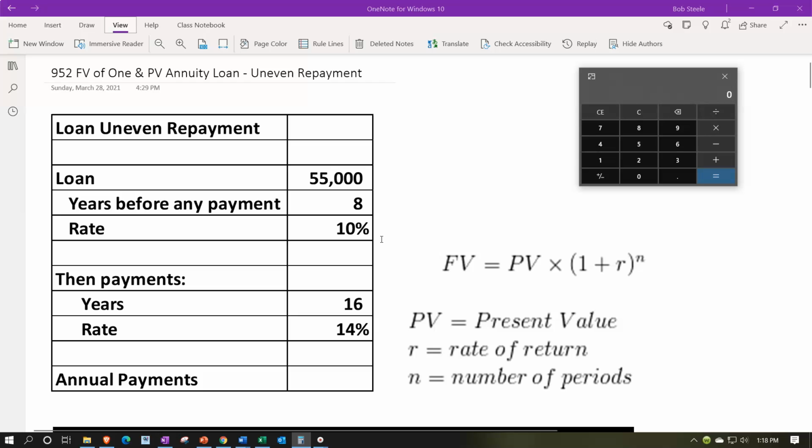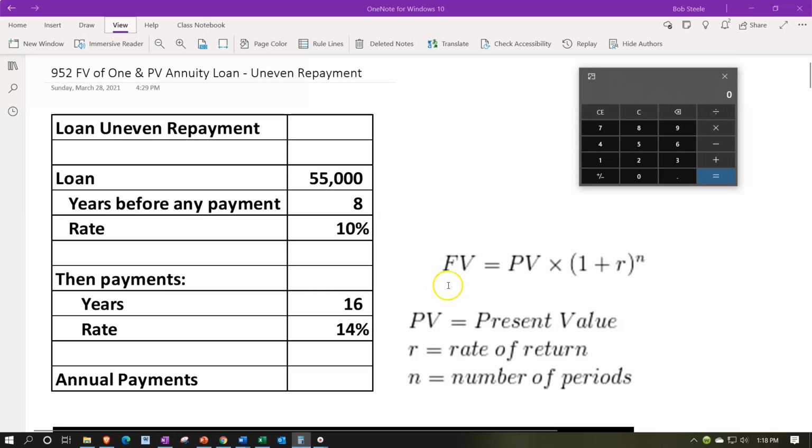So to figure this kind of problem out, we would first need to say, okay, here's the $55,000 loan we're getting now. Where will we be at the end of this kind of free period where we're not paying back any interest or principal, so that we can get the future value as of the end of this time period? Once we have that value, then we can think about what the payment needs to be in order to have 16 payments that will then pay off the loan at that point. So it's a two-step type of process.